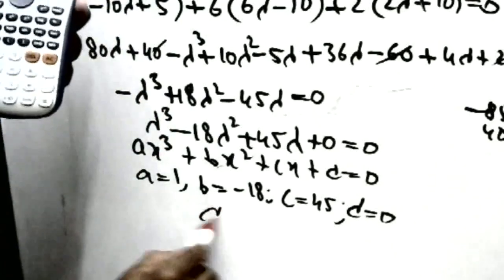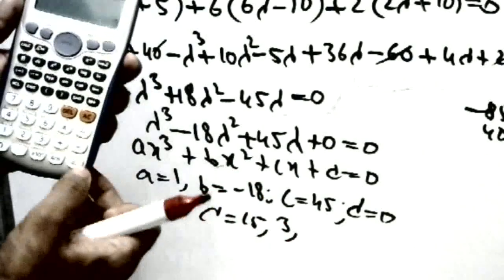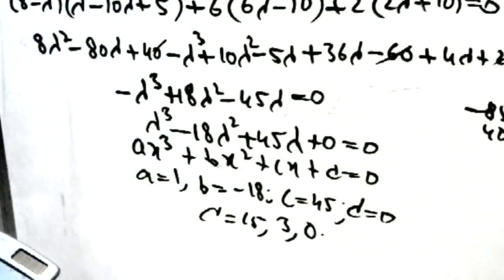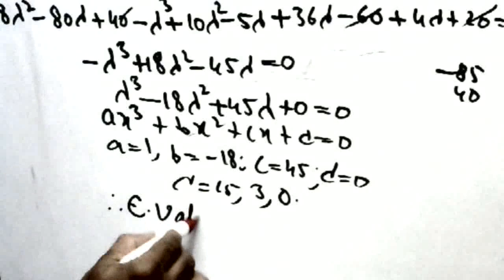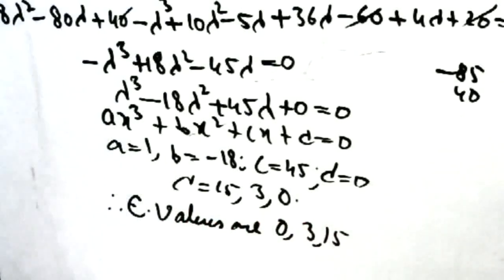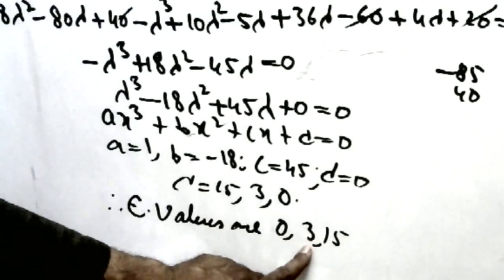The first value is lambda equals to 15, then lambda equals to 3, then lambda equals to 0. So we get the three values of the equation. So how to solve now? These are called the eigenvalues. Eigenvalues are also called latent roots or characteristic roots. Therefore eigenvalues are, now we got the values 0, 3, 15. Now for each value we have to find three vectors. For the value of lambda equals to 0, we will get one vector.